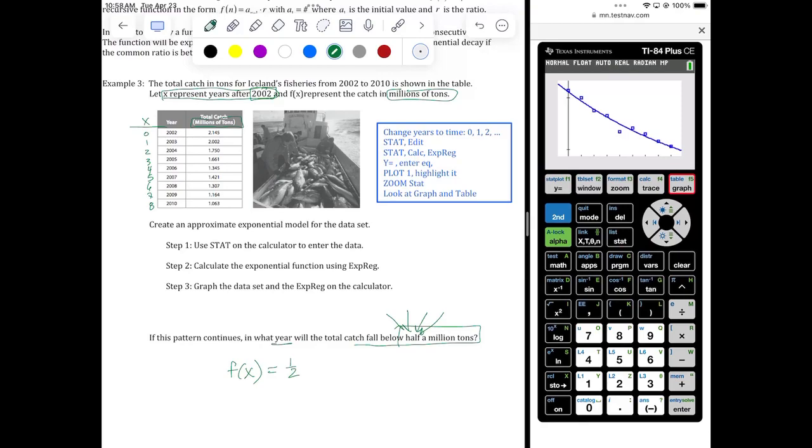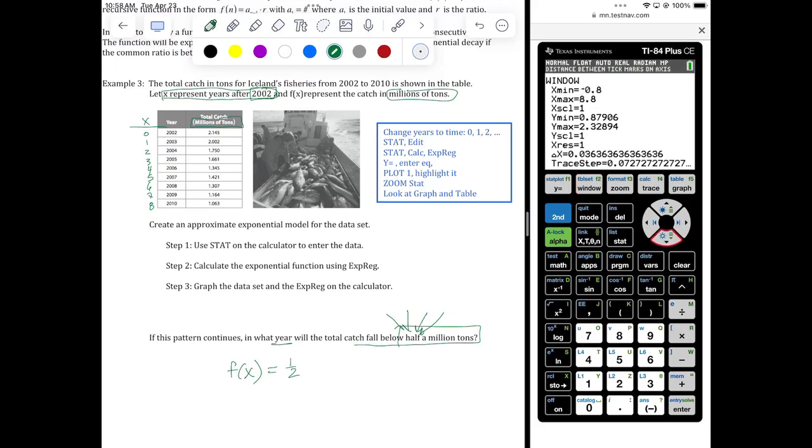I look for the point of intersection. Do I see it? No, because my window, if you go to the window, since it only used the data points, the lowest y value on there is 0.879. You see that? When you go to the window, it says the minimum is 0.879. I want to know when it's equal to 0.5.